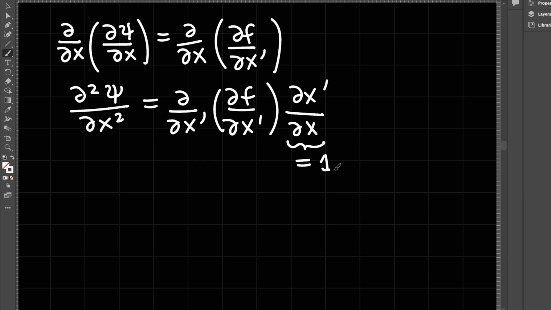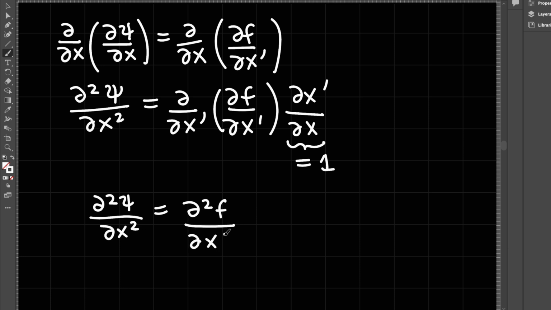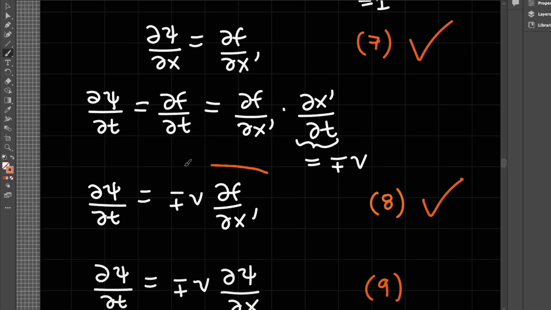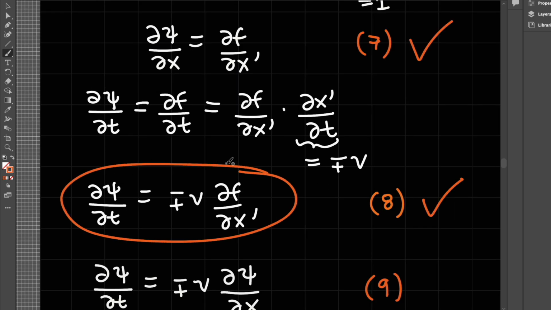And we end up with the second order partial of psi with respect to x, which is equal to the second order partial of f with respect to x prime. Let's label this as equation 10. And now let's get the second order partial derivative of equation 8 by applying partial divided by partial of t to both sides of equation 8.